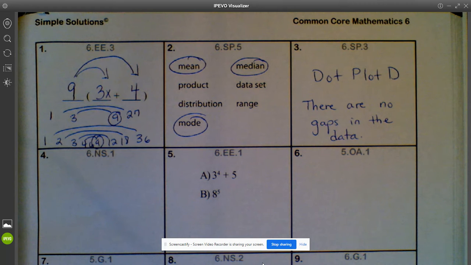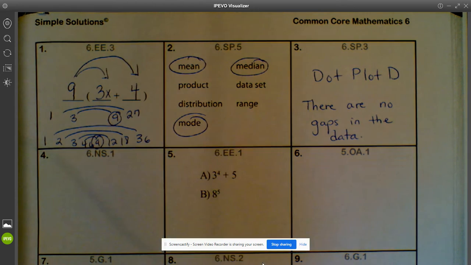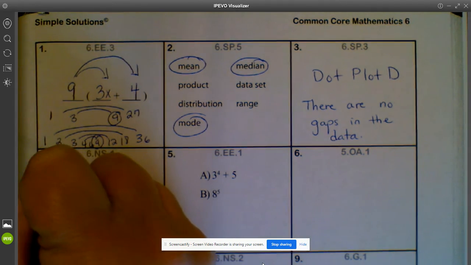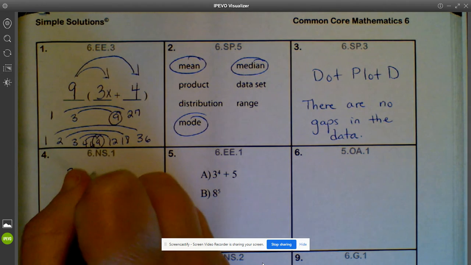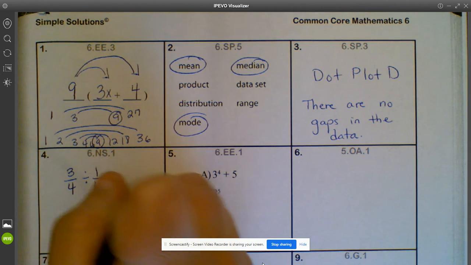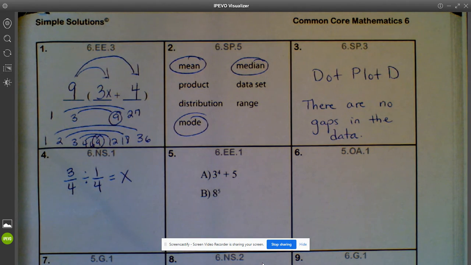Okay, number 4. How many fourths of a gallon are in 3/4 of a gallon? Write an equation and give the quotient. So what do we have? We have 3/4 of a gallon. And how are we dividing it up? Into 1/4. And if we write that as an equation, we're just saying that this is our x.